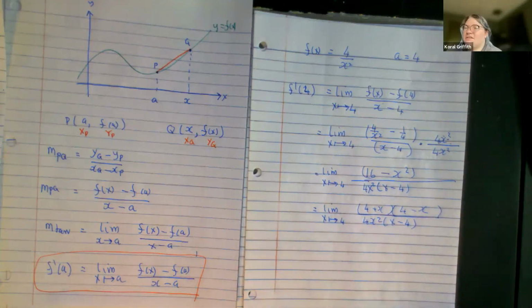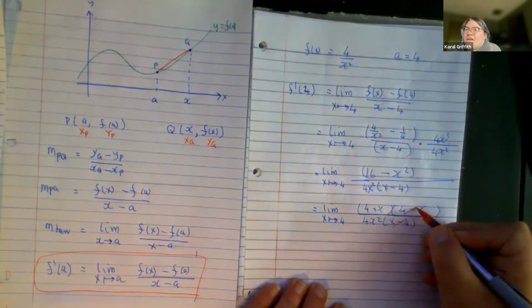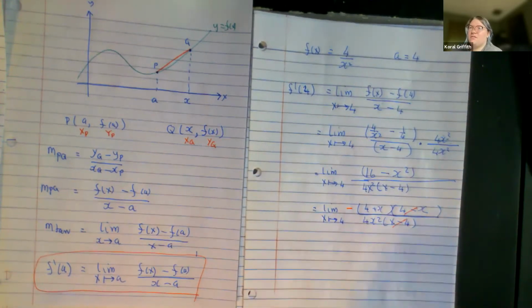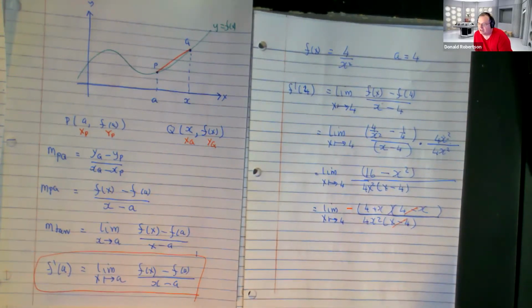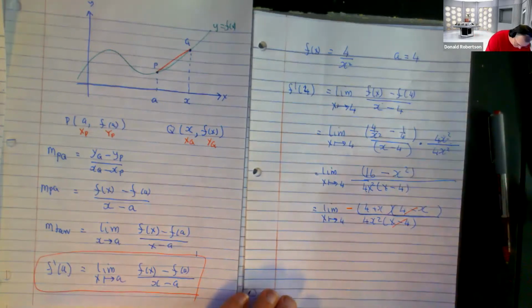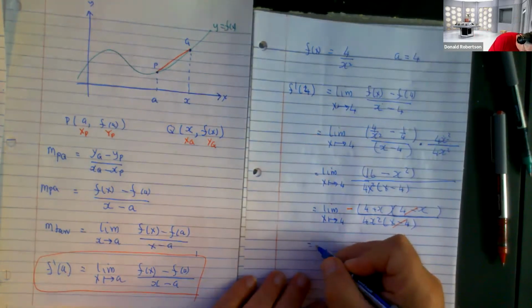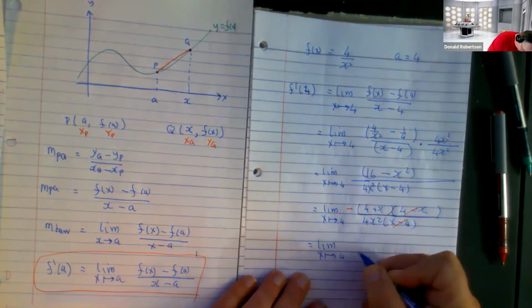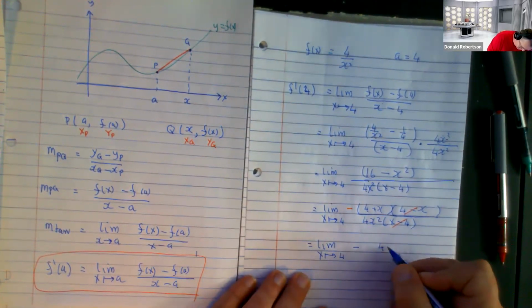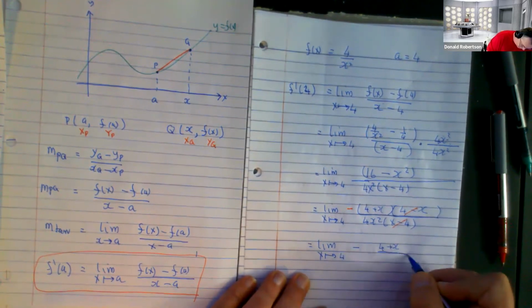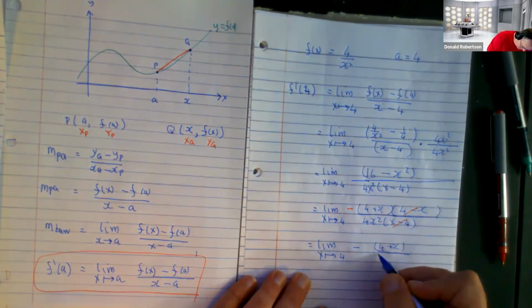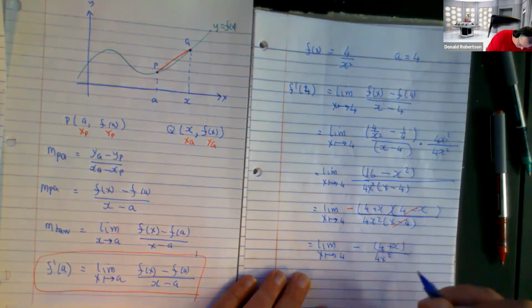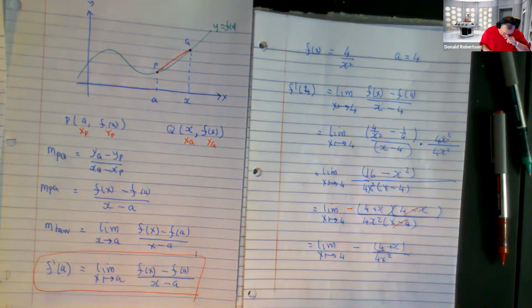4 minus x and x minus 4, and then it leaves a negative 1 at the top. There you go, which I'll just put as a negative, right? Agreed? Now let's see what we have next then. It's going to be the limit as x tends to 4 of a negative answer. And it was what? 4 plus x, that's all that's left on the top. And a 4x squared, that's all that's left on the bottom.